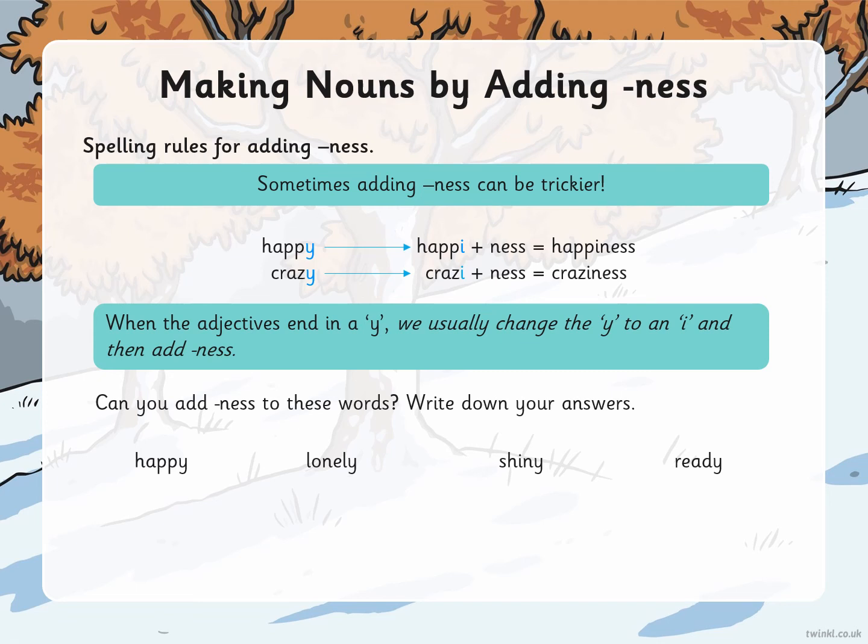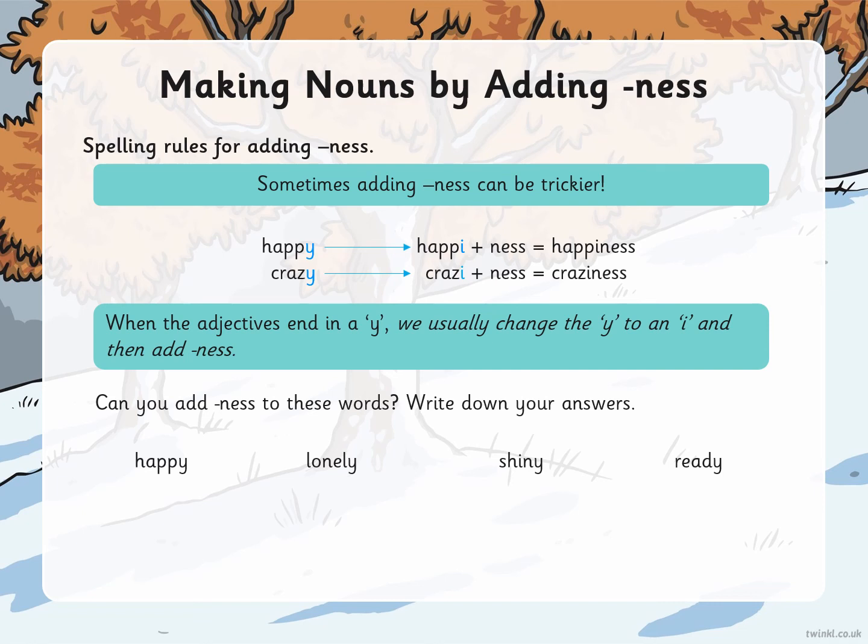So think about the words that are on the screen now. We want you to pause the video and then we want you to have a go at writing down what these words would be if you were adding the ness suffix. Look at the end letter of all of these words, so you should be following the same rule for all of these. So the first word is happy, then we've got lonely, shiny and ready. So pause the video now and have a go at writing these words with the ness suffix on the end.